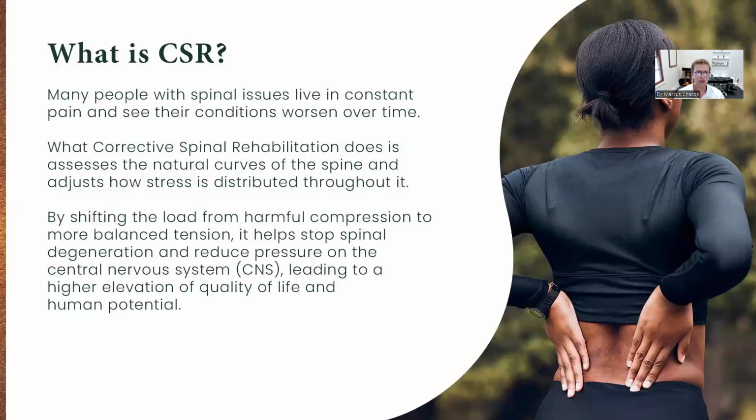Corrective spinal rehabilitation involves the assessment of the natural curves of the spine and adjusts how stress is distributed throughout it. As we know, many people live with spinal issues with constant pain and see the conditions worsen over time. So CSR focuses on shifting the load from harmful compressive load to more balanced tension, helping stop spinal degeneration and reduce pressure on the central nervous system, leading to a higher elevation of quality of life and human potential.